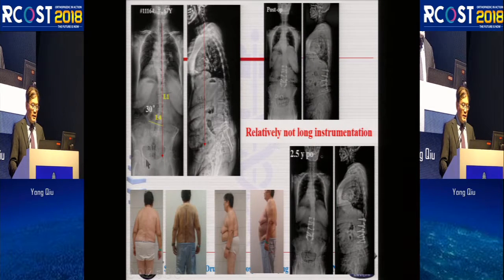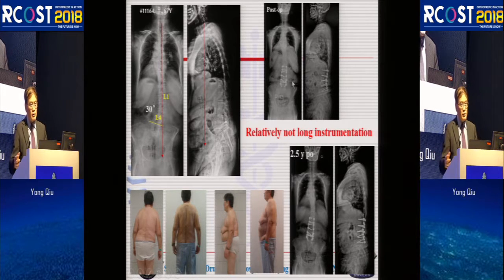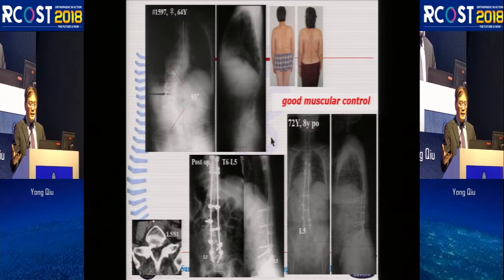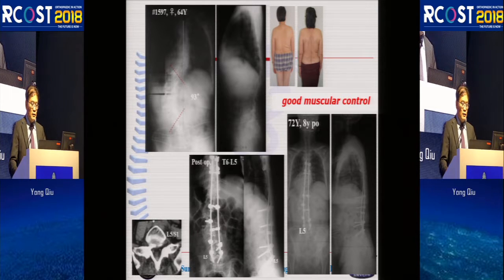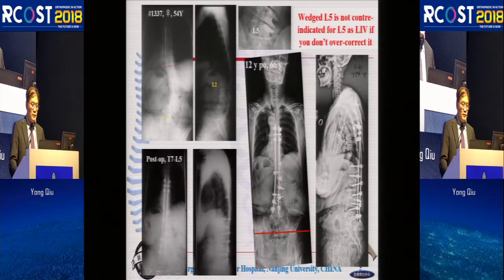It's okay. And if it is not a long instrumentation, of course, you can try to stop at L5. And if the patient has very strong muscle control, you can try to stop at L5. Look at this patient. We operated on her at the age of 64. The patient has strong muscle, very good muscle control. And at 8 years follow-up, you can see it holds.